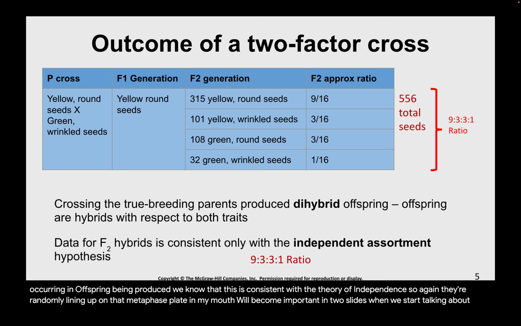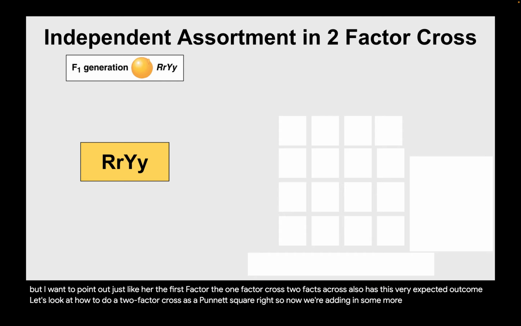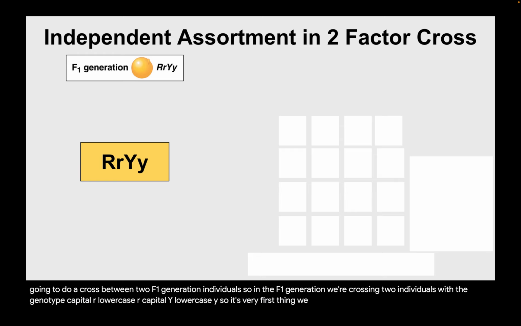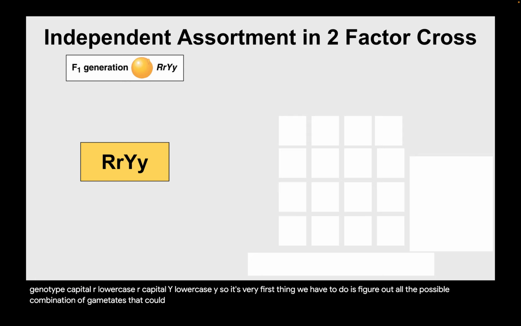Let's look at how to do a two-factor cross as a Punnett square. So now we're adding in some more complexity. We're going to do a cross between two F1 generation individuals. So in the F1 generation, we're crossing two individuals with the genotype capital R, lowercase r, capital Y, lowercase y. The very first thing we have to do is figure out all of the possible combinations of gametes that could be passed down. Now remember, we're going from an individual that's producing gametes, producing 4 daughter cells, right?